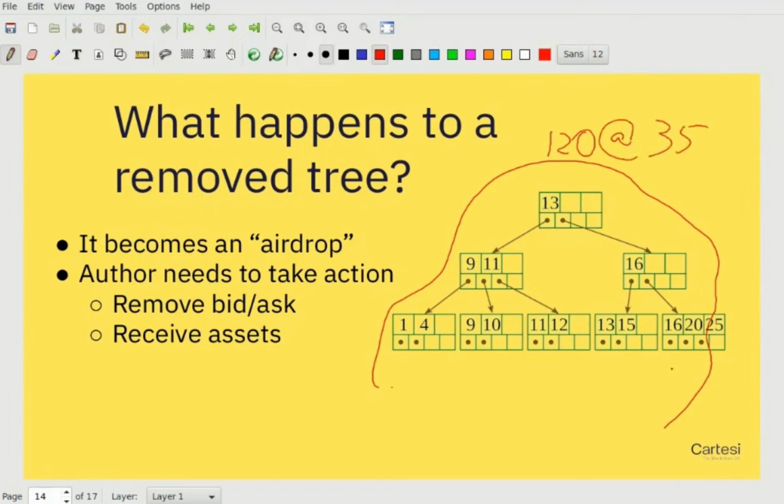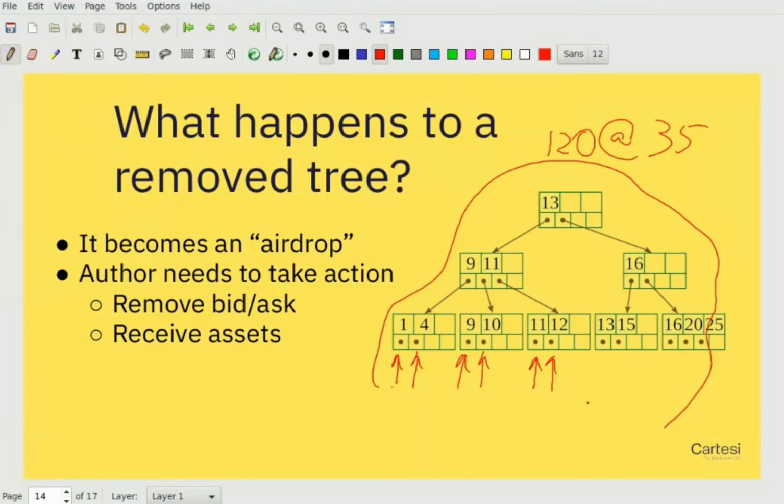So this becomes kind of an airdrop. Everyone that had a bid here, all the bids have an offer. So everyone who has a bid here can go and take a little bit of this money, which is associated to this tree. But this is very important: the person who placed the bid that generated this tree to be chopped out is not responsible for distributing the funds.